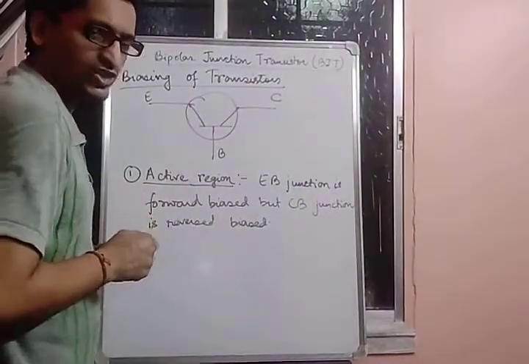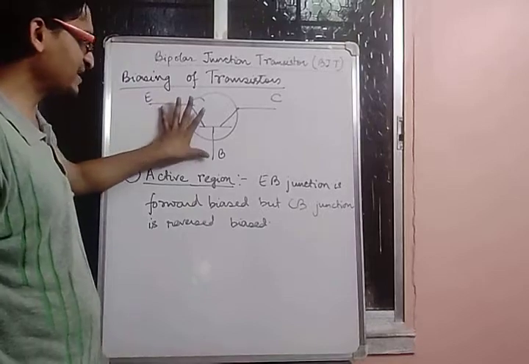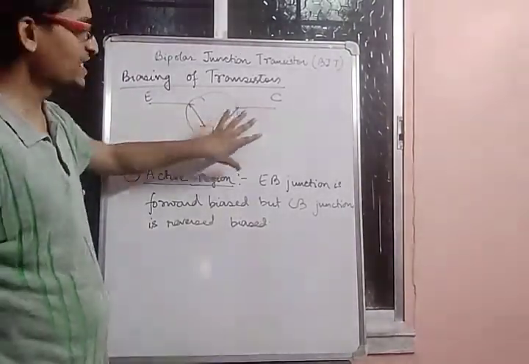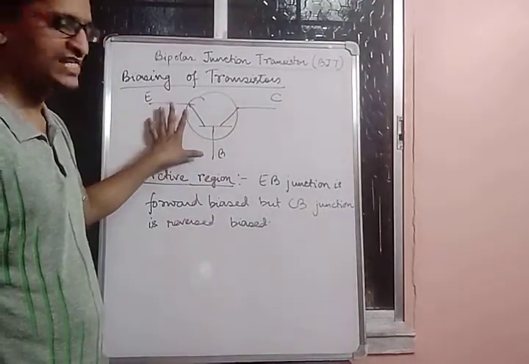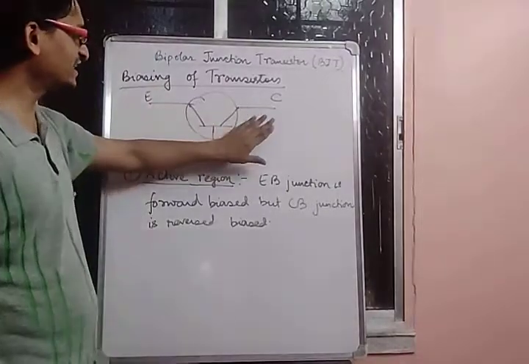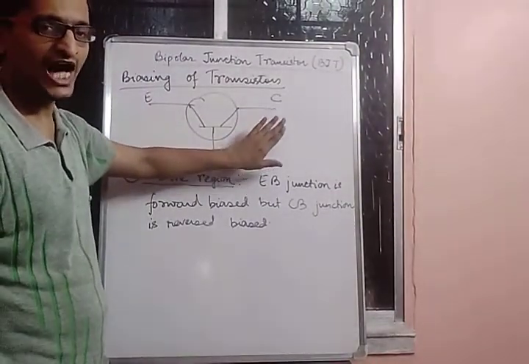So usually transistors are operated in this region. What is happening is that your emitter base junction is forward biased. On the other hand, your collector base junction is reverse biased. Since this emitter base junction is forward biased, its dynamic resistance will be very less. On the other hand, since collector base junction is reverse biased, its dynamic resistance will be very high.